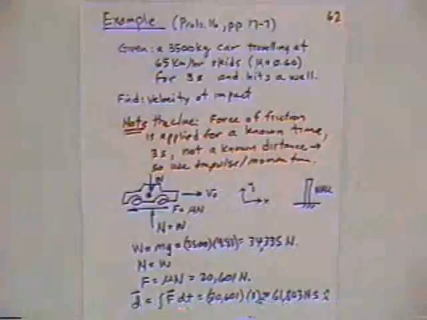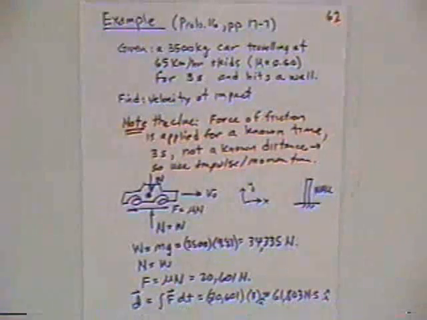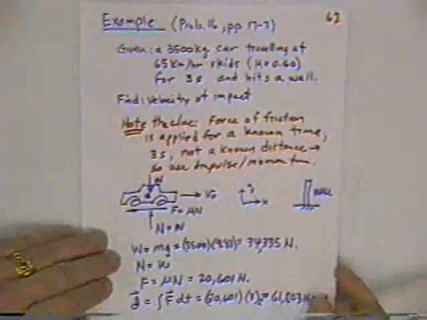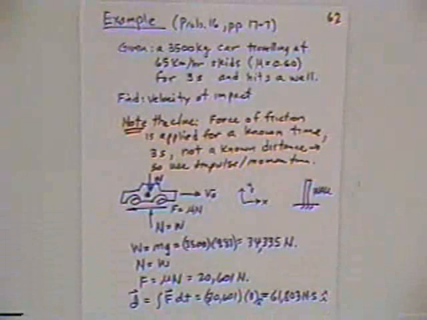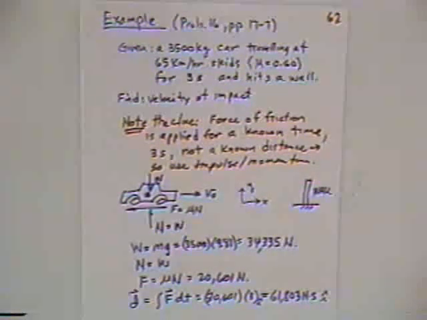Okay, here's another little problem of an automobile, and let's see what we can learn from it. This is problem 16 on page 17-7. We're given a 3,500 kilogram car, and that's a pretty big car, right?